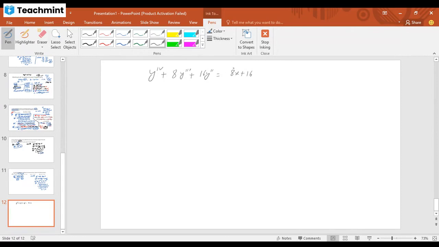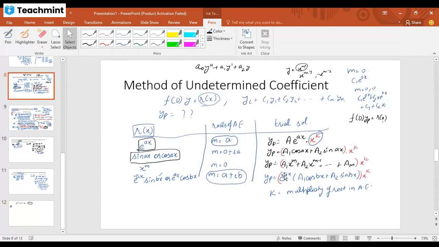So what will be the trial solution in this case? Okay. So on the basis of the right hand side, if you just look at the right hand side, it is a linear polynomial. So when you have a polynomial function, in that case, we are going to choose the trial solution as a polynomial function of the same degree, power m.